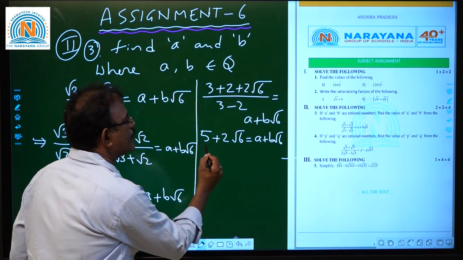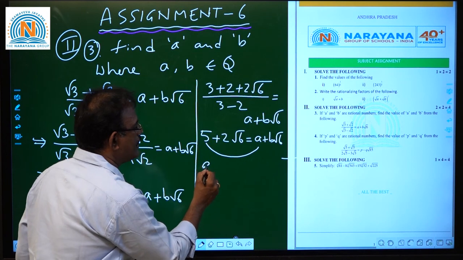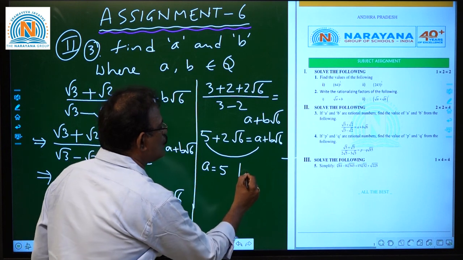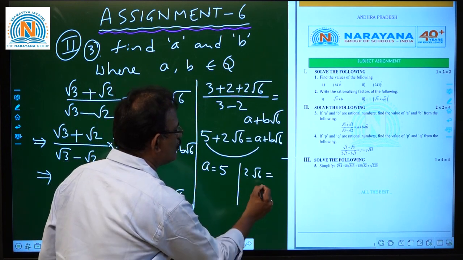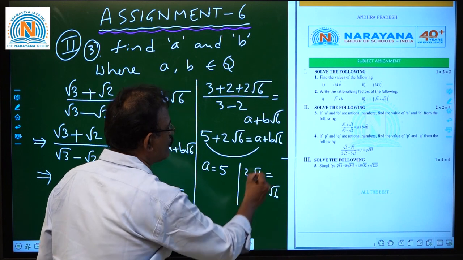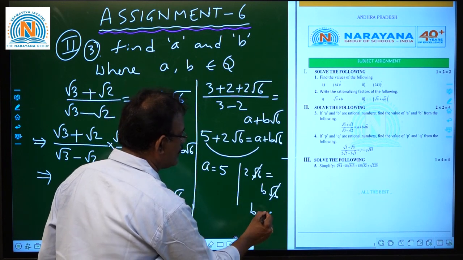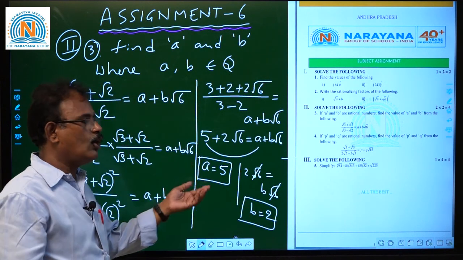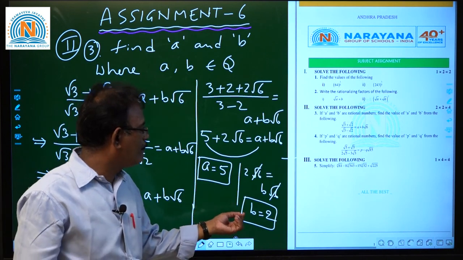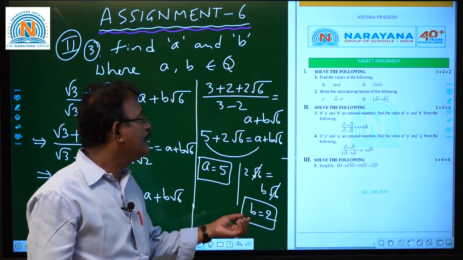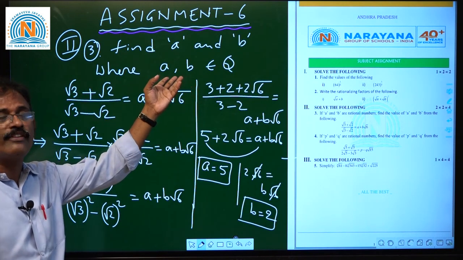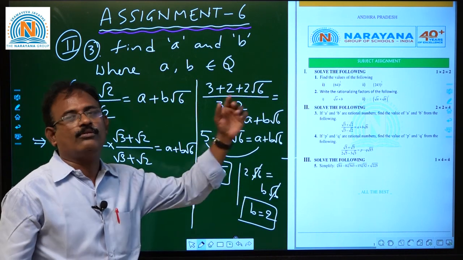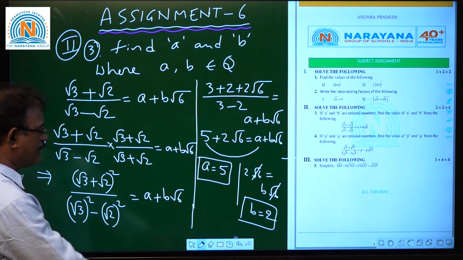that means these two are like terms. A is equal to 5 and 2 root 6 is equal to b root 6. After you cancel root 6 on either side, the value of b is 2. So the value of a is equal to 5 and the value of b is equal to 2. So in such a way we are able to find the values of a and b by rationalizing the denominators, children. So let us come back to the fourth question from the second Roman.